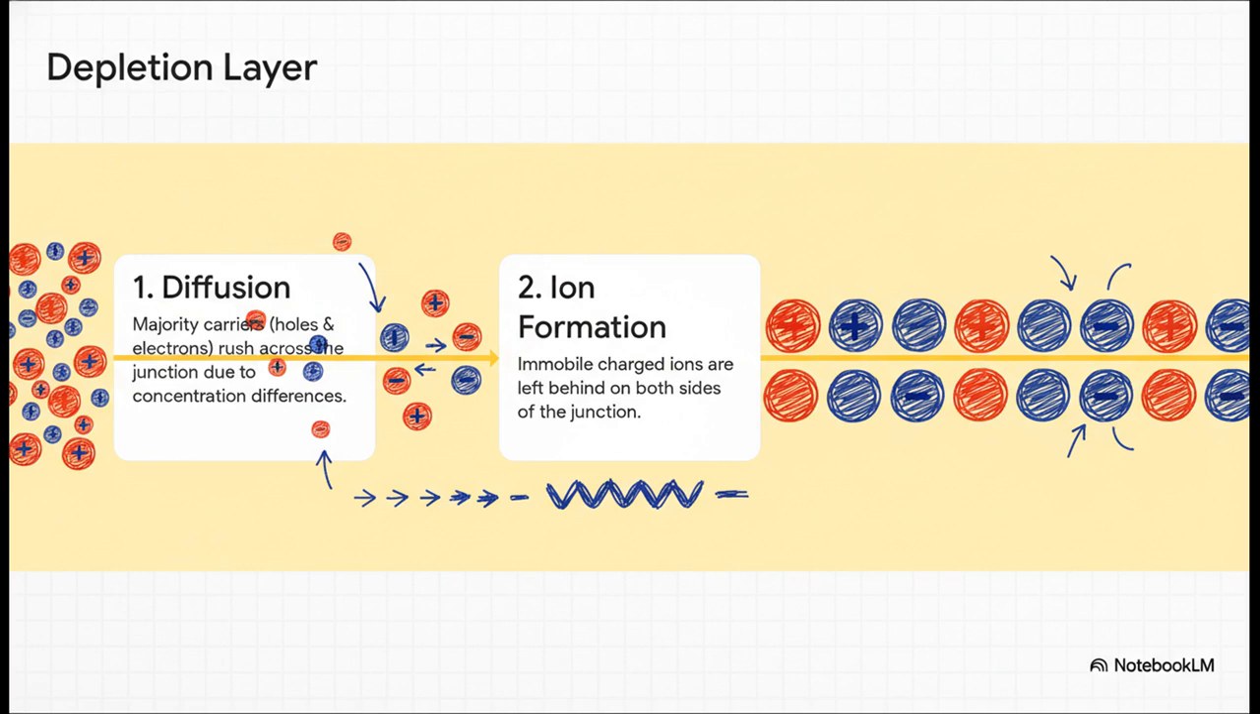Electrons diffuse one way, holes diffuse the other. But here's the cool part. They leave behind these charged ions that can't move. This creates a sort of no man's land right at the border, a barrier we call the depletion layer. And this layer actually stops more charges from crossing.